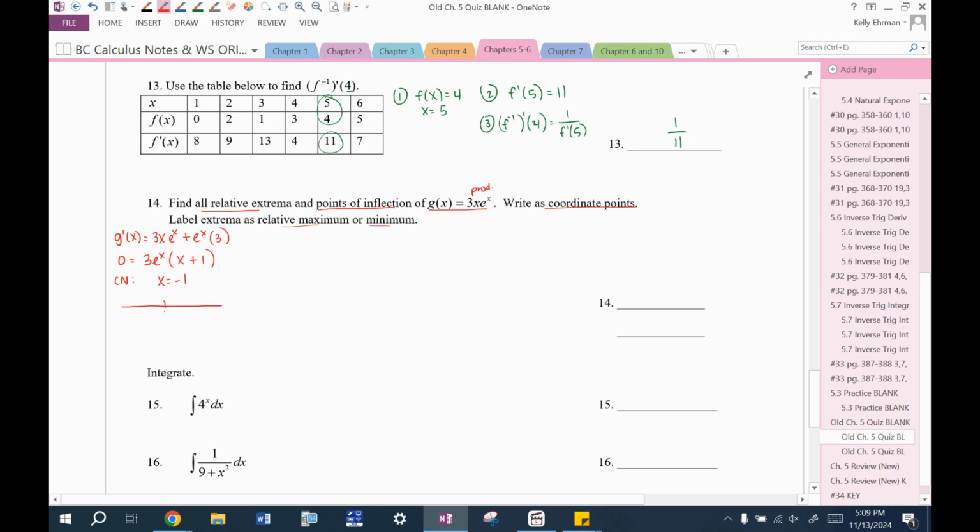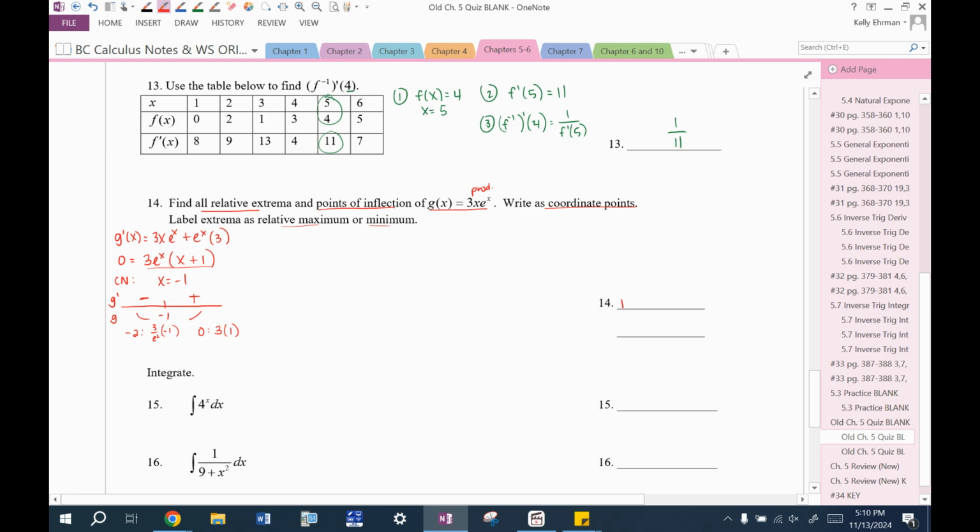And you need to put that on a number line to examine the sign, positive or negative, of g prime. So when I put in something like negative 2 into this equation here, 3e to the x is always positive. It's like 3 over e squared when I put in negative 2. But then this is times negative 2 plus 1. So that's negative. And then when I put in something to the right of negative 1, like 0, 3 times e to the 0 times 0 plus 1 is positive. So g goes from decreasing to increasing.